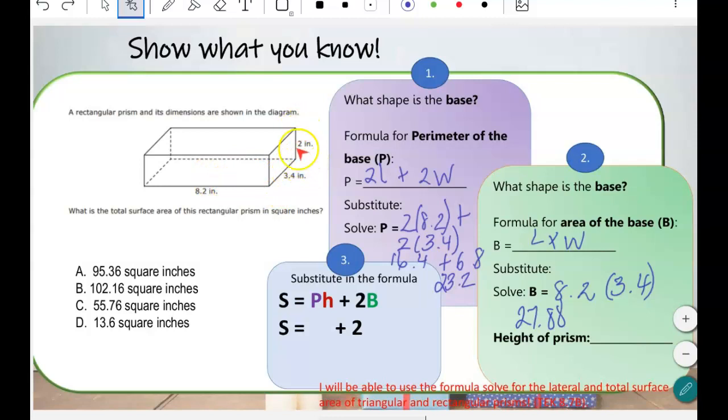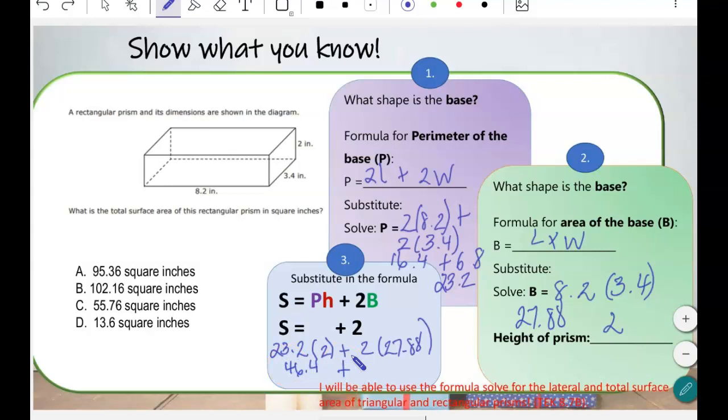This is the base. So the height here is 2. How tall is it when it's sitting there? It is 2. So we're going to plug it in. We need our P, which we found right here, 23.2. Oh gosh, they definitely didn't leave me enough room, so I'm going to write it down here. We have to multiply that by the height of 2. And then we do 2 times the base, which we found is 27.88. All right, so 23.2 times 2 is 46.4.